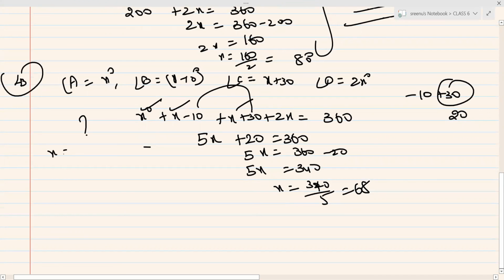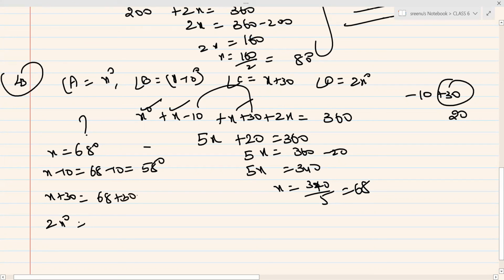Now, one by one, we have to find the angles. The angles are x degrees, x minus 10 degrees, x plus 30 degrees, and 2x degrees. x is 68 degrees. x minus 10: 68 minus 10 is 58 degrees. 68 plus 30 is 98 degrees. 2 into 68 is 136 degrees. So 68, 58, 98, 136. Please check it.